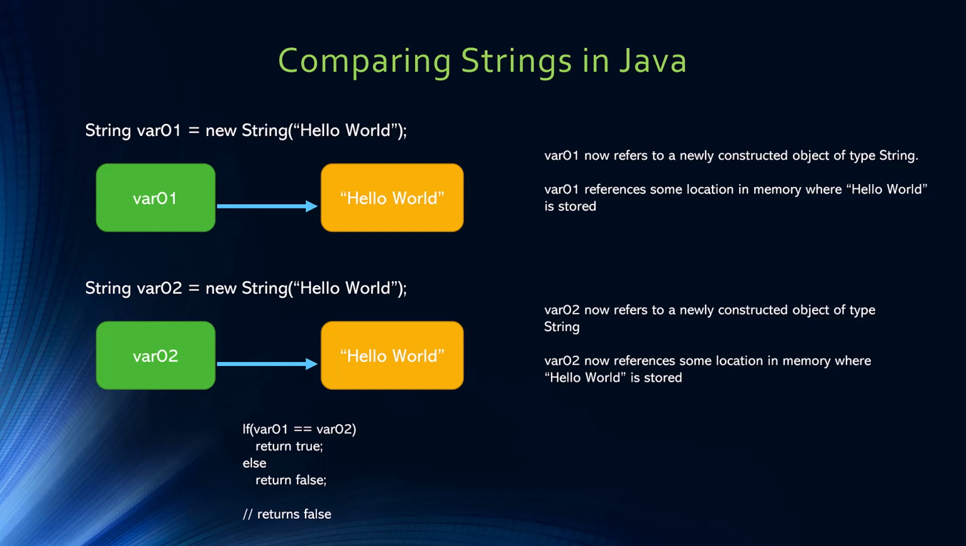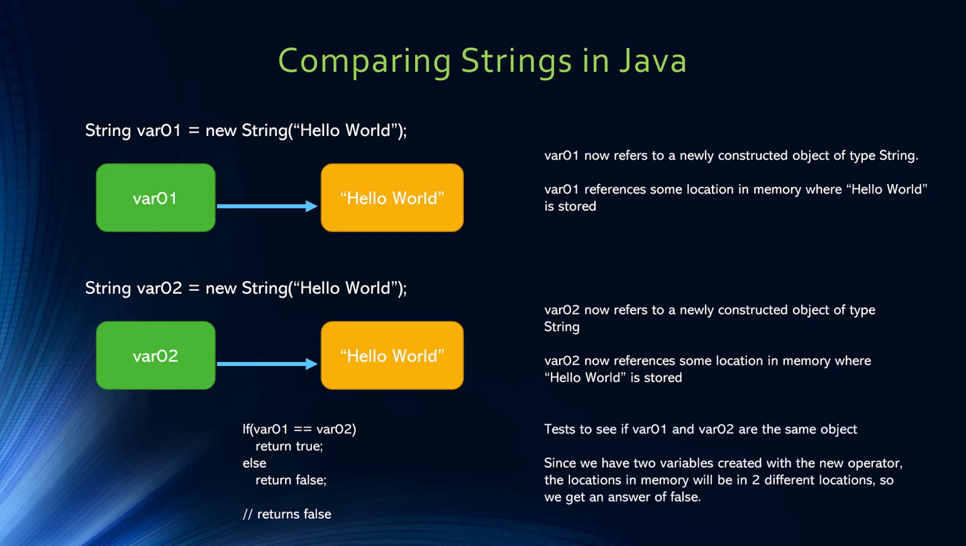In our code example, we use the double equals operator to check to see if var01 and var02 are equal. If they're equal, our expression will return true, otherwise it will return false. The result is false, meaning the two values are not equal. In the coding section, we'll run this code so you can see for yourself, but for now, just trust me.